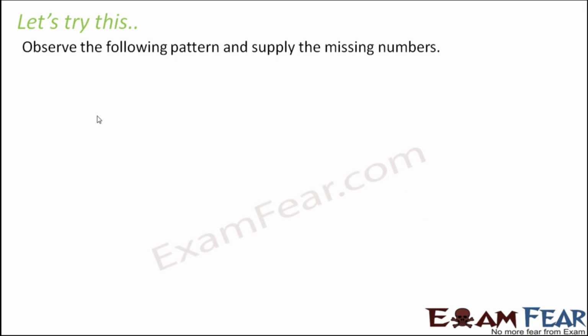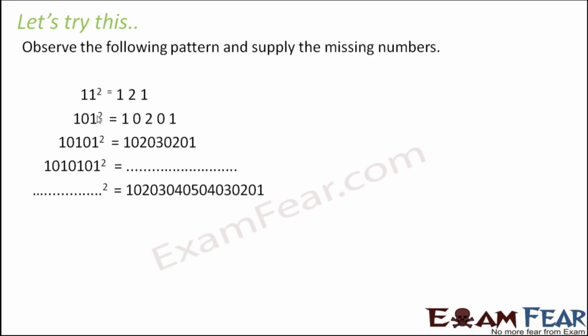Observe the following pattern and supply the missing numbers. So here again you see a similar pattern, and you have to fill up the blanks. See here what's happening. First, for these kind of questions, you have to very carefully observe the pattern that is taking place. What is the pattern that is being followed? For example, here as you increase a 0, the number of zeros increased in between the 1 and 2s. Here again you increased one more 1. So earlier you just put 1 0. Now you have put 0 1 0. Now you have put 0 1 0 1 0.